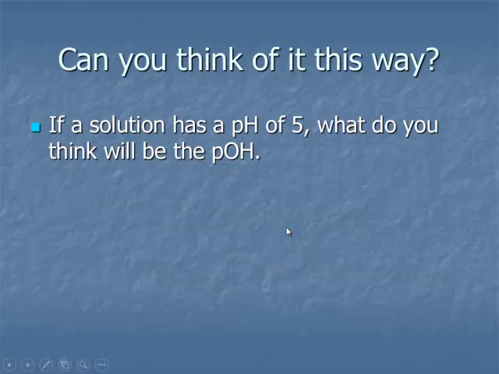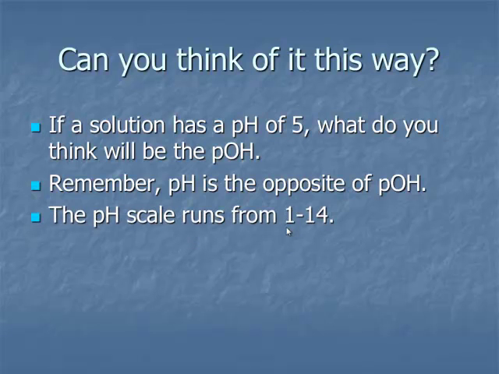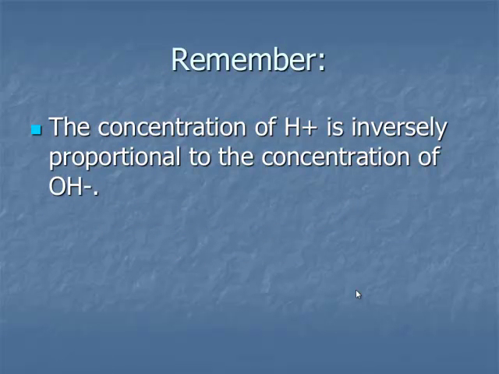So can you think of it this way? If a solution has a pH of 5, what do you think will be the pOH? Now you know the scale for pH runs from 1 to 14. So if something has a pH of 5 and pH and pOH are exact opposites, well, remember, the scale can only go to 14. So what is 14 minus 5? Aha! It's 9. So you see how pH and pOH are exact opposites. That is so easy. So remember, the concentration of H plus is inversely proportional to the concentration of OH minus.